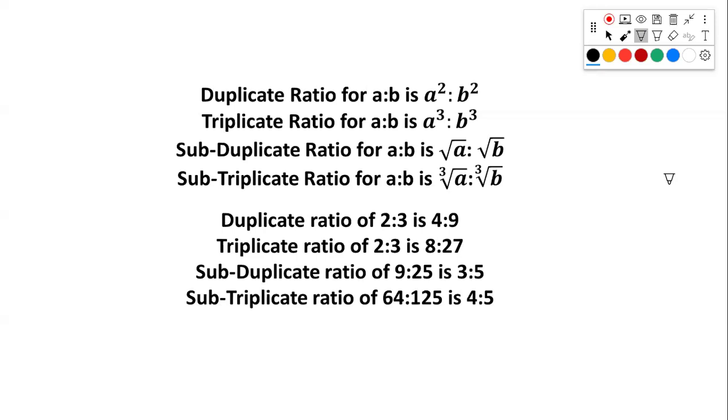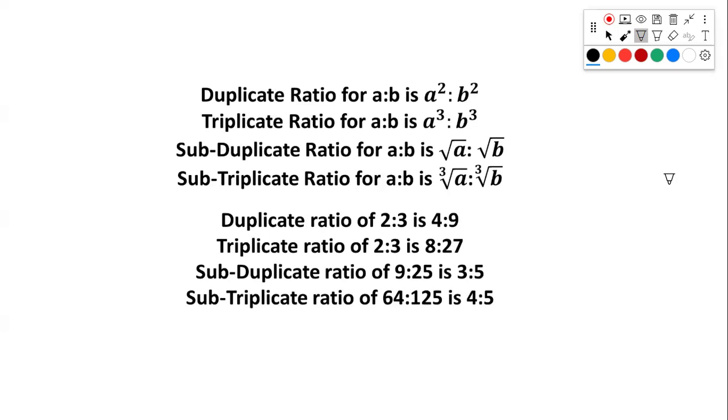A is to B is the ratio. Triplicate will be A cube is to B cube. And what is subduplicate ratio? Root of A, root of B. What is subtriplicate? Cube root of A, cube root of B. So let's understand by example.